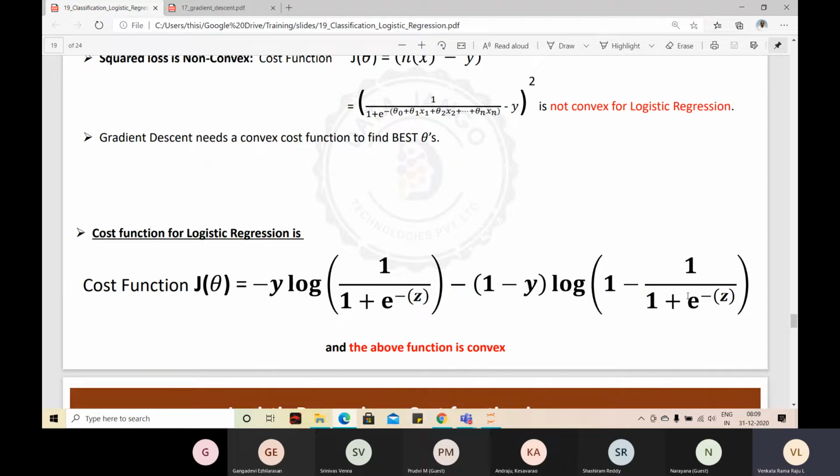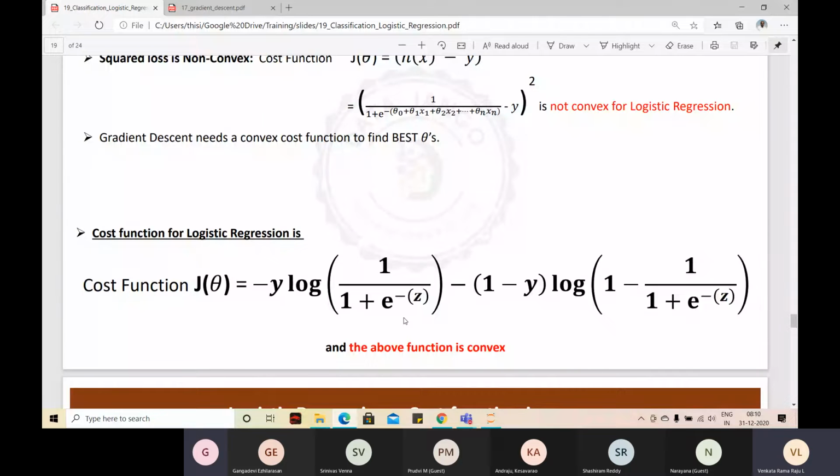Got it? This is called the log loss function. Any questions there? So h of x here, in logistic regression, is 1 by 1 plus e power minus z. This whole thing is h of x. Got it?